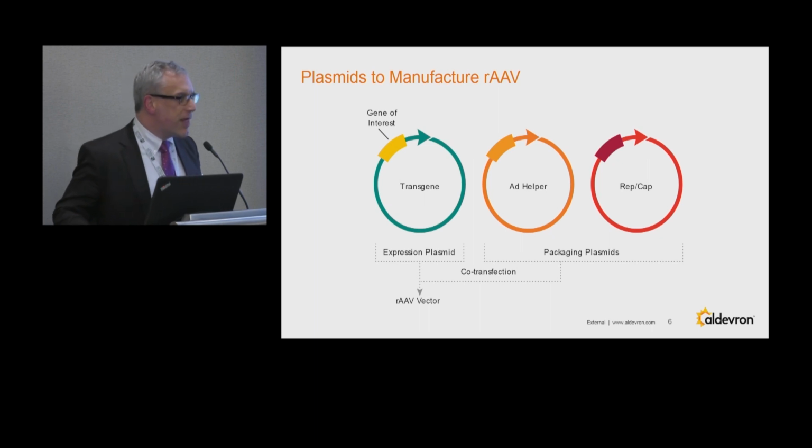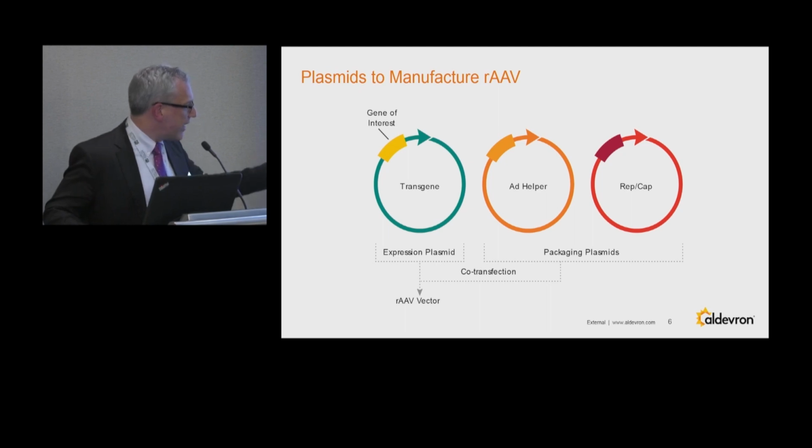So the most common method of manufacturing AAV is triple transfection, where you have the transgene plasmid, also sometimes referred to as cis plasmid, with your gene of interest, and a rep cap plasmid, and then the adeno helper plasmid. And these are called packaging or helper plasmids, with the expression plasmid co-transfected to get your AAV vector.